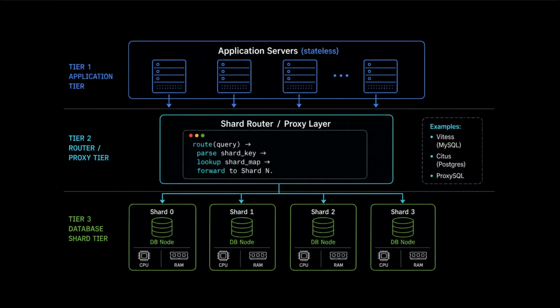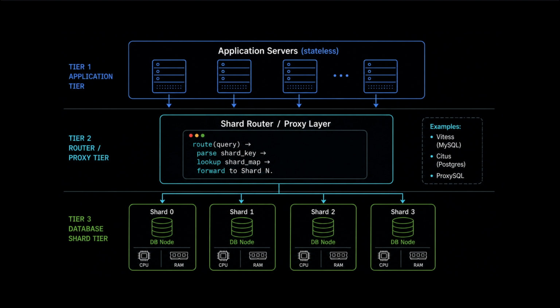And also, your application can't just fire queries into the void; it needs to know which shard to talk to. There are two approaches. One is application-level routing, where the app itself contains the shard logic and talks directly to the right database. Or we also have a proxy-based routing layer that sits between your application and your databases. The proxy parses the query, extracts the shard key, consults a shard map, and forwards the request. Vitess does this for MySQL. It's how YouTube scaled their databases.